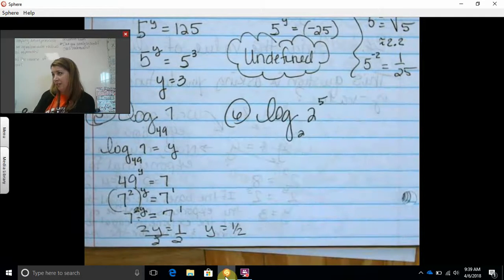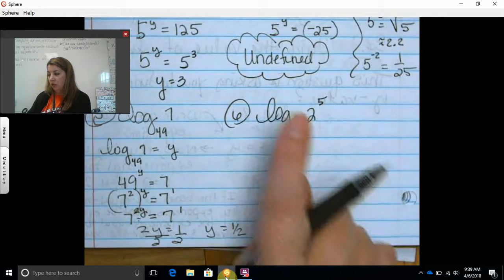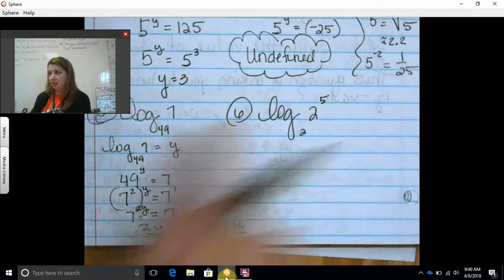Now, this looks crazy. So my base is 2. Log base 2 of 2 raised to the 5th power.